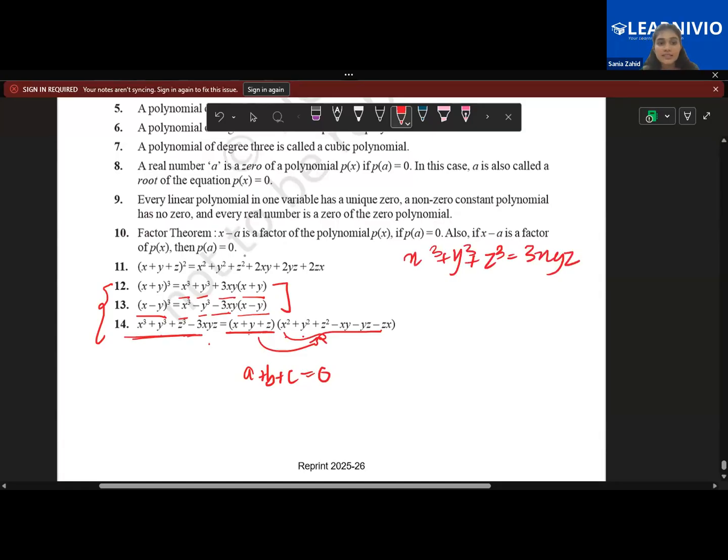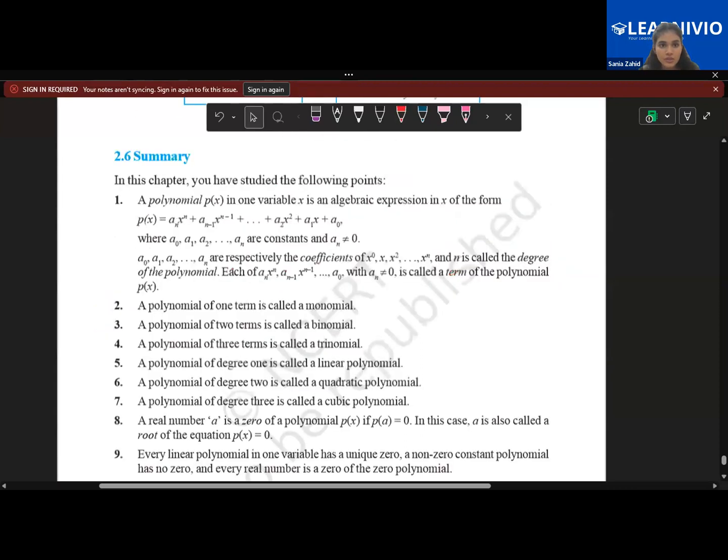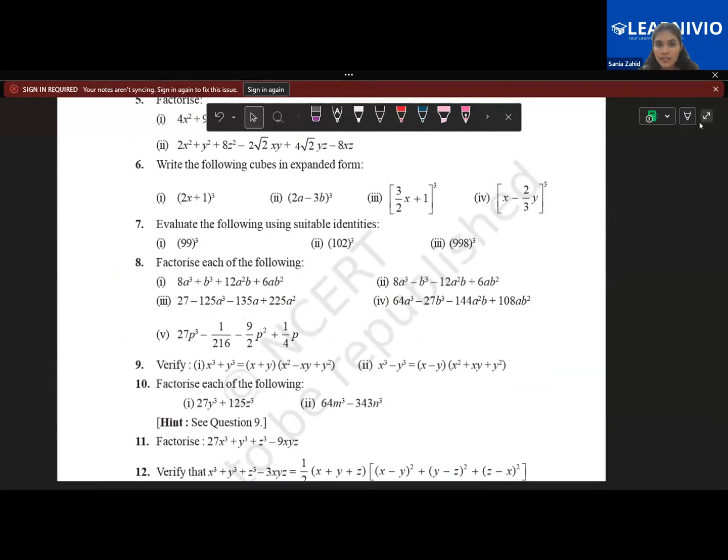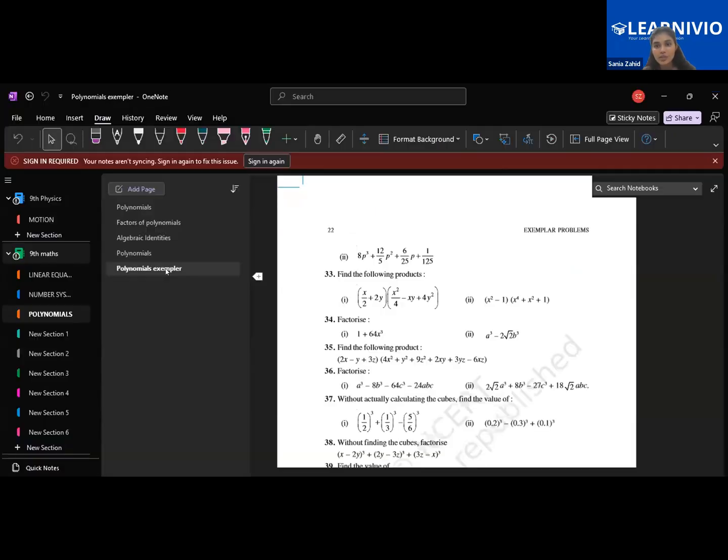So these three identities, then also for 3 numbers, a plus b plus c whole square is a square plus b square plus c square plus 2ab plus 2ca plus 2bc. Right. So these identities you must know. So now children, questions we will practice from exemplar, because NCERT questions, if you have doubts in any of the questions, if you don't understand, you can ask me.